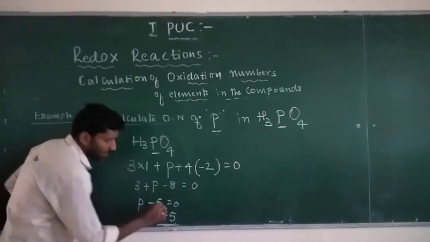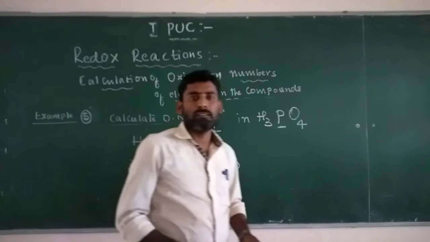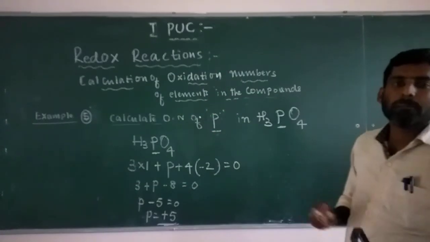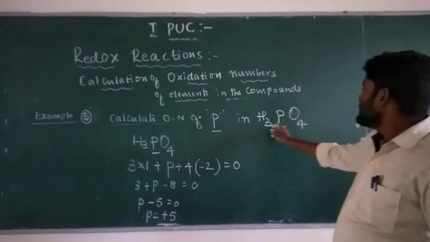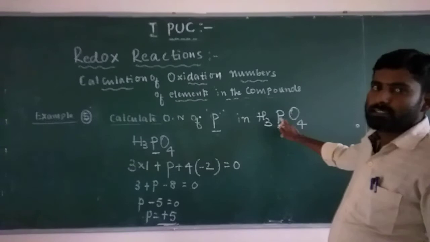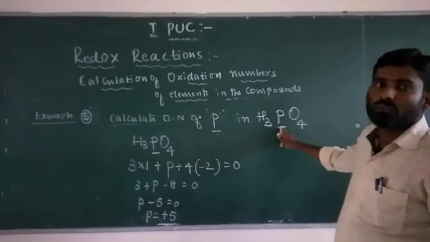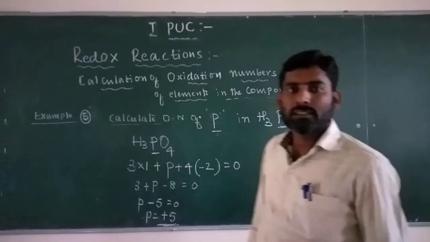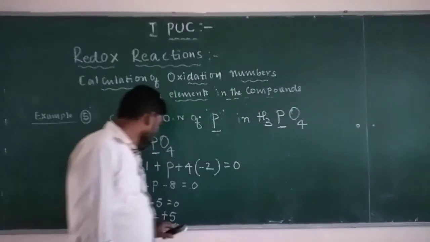It shows that phosphorus is pentavalent. Phosphorus is pentavalent in H3PO4, orthophosphoric acid. H3PO4 means orthophosphoric acid. In H3PO4, the phosphorus oxidation number is +5.